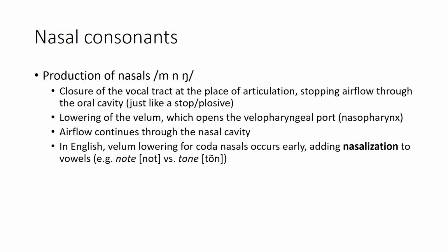Nasal consonants involve closure of the vocal tract at the place of articulation that stops airflow through the oral cavity, just like a stop or a plosive. However, the velum is lowered, which opens the velopharyngeal port for airflow to continue through the nasal cavity. In English, velum lowering for coda nasals occurs early during the preceding vowel, which adds a feature of nasalization to those vowels. That can be transcribed with a tilde diacritic above the vowel. So there's a difference in vowel quality between note and tone, where in tone the vowel is nasalized.